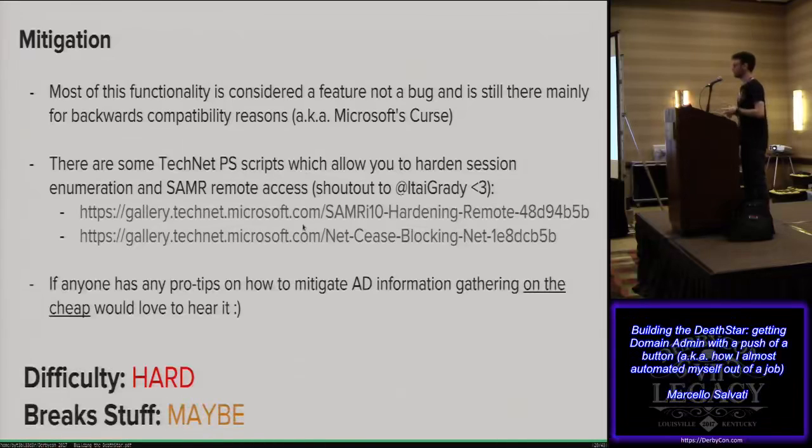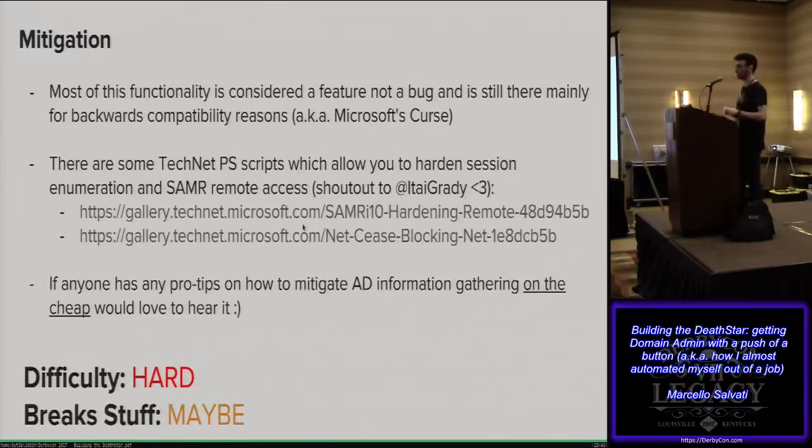I haven't tested this, but in theory it should cut down a lot of the information that, for example, Bloodhound gets, or Empire itself through Invoke-UserHunter or PowerView. If anyone has any pro tips on cutting down information gathering on Active Directory, please let me know. On the cheap, preferably, because I don't believe in flashy blinky boxes.